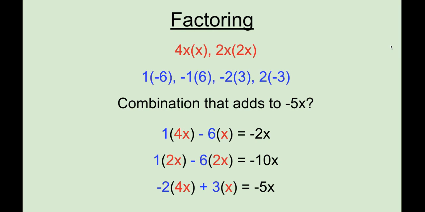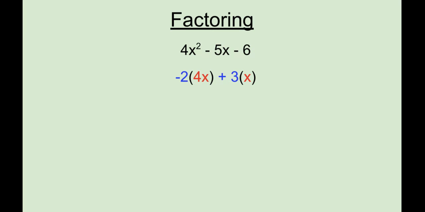So you're going to have to do a lot of guessing and checking. But it turns out that this is the combination of the blue factors and the red factors that will give me negative 5x. So if I have this quadratic, and I know this is the combination, negative 2 times 4x plus 3 times x, that's the combination that will give me negative 5x. That's all I need. Right, so I can now do my factors.